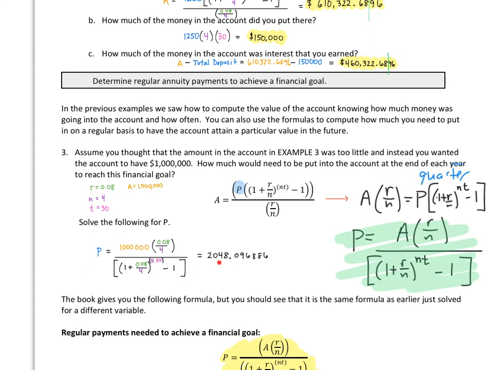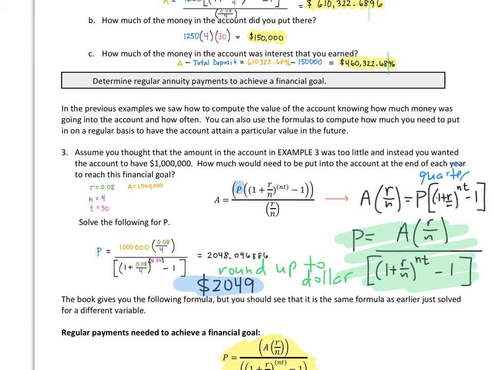When you throw this into your calculator, you'll get $2,048 and some change. But remember, in order to make sure I do have that $1 million at the end of those 30 years, we want to round up to the dollar. So what we should really say is we should invest $2,049 at the end of each quarter.